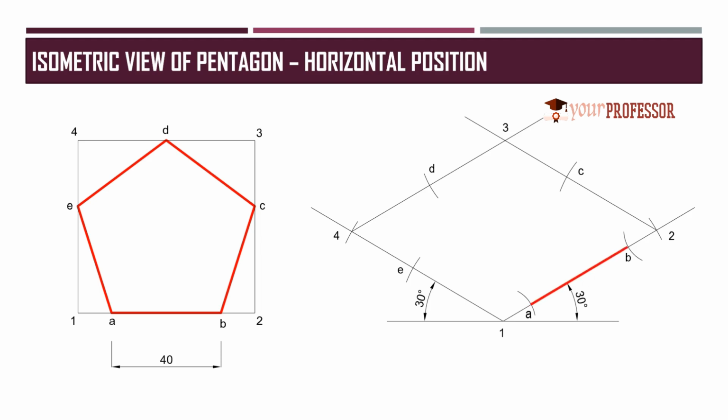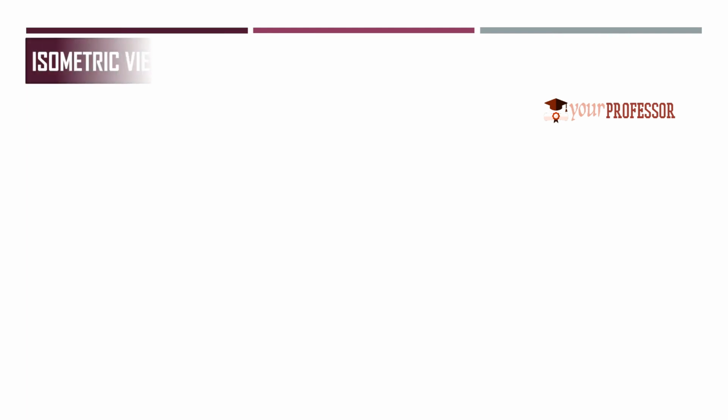Join AB, BC, CD, DE and EA. So this is the isometric view of pentagon in horizontal position. Let's see the vertical position also.